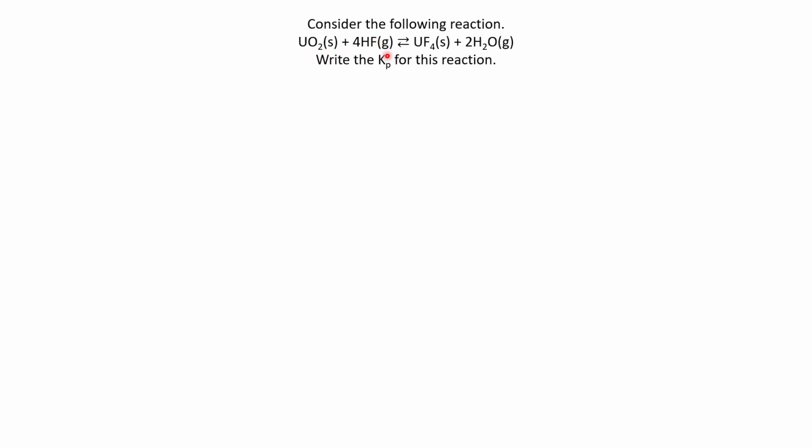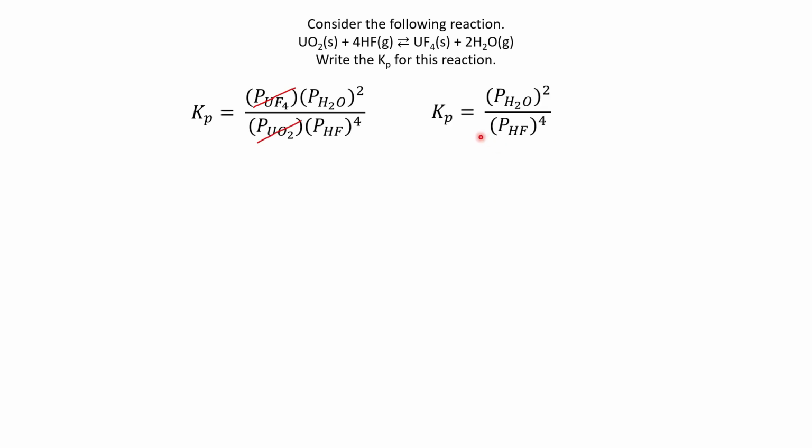Okay, so we have a new equation right here. We want to first write the Kp for this reaction. Initially, this is probably the Kp that you want to write, but this is not correct because we have some pure solids in this equation. We need to drop our UF4 and our UO2 and simplify our equation to this right here. So our Kp is only dependent on the pressure of our water vapor and the pressure of our HF gas.